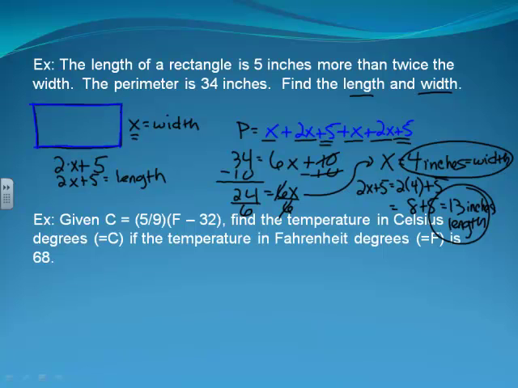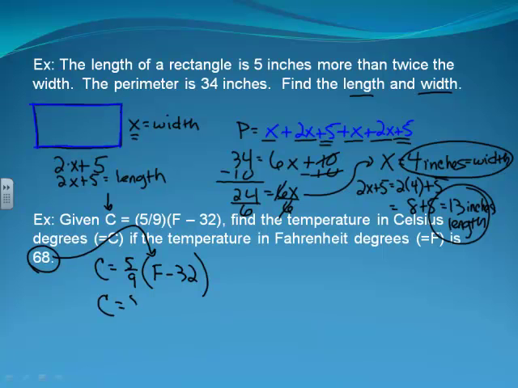All right, another example. Given C equals 5/9 times the quantity F minus 32, find the temperature in Celsius, so they're asking us to find C, if the temperature in Fahrenheit degrees is 68. Now this problem is simply a plug-in-value problem and use order of operations. Here's our formula as given. They give us a value to plug in for F. Notice that C is already isolated, so we aren't going to have to move anything around.